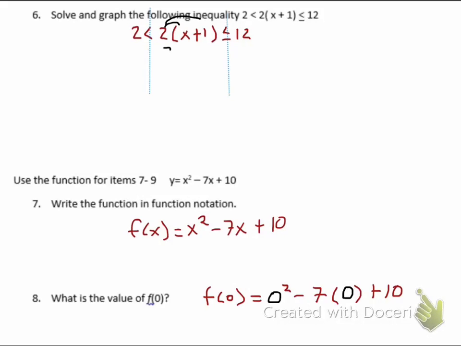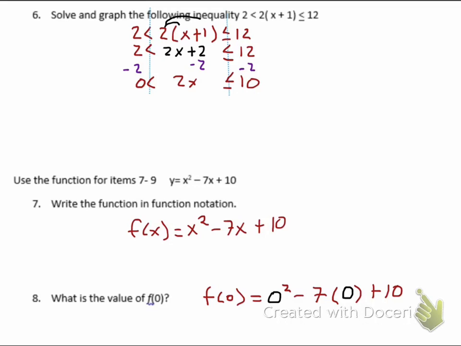So 2x plus 2, and then rewrite everything. You need to have 3 sides to this one. And now I'll do my moves in purple. I'm going to subtract 2 from all 3 sides. The biggest mistake I'm going to see here is people just forgetting about the other side. So this becomes 0 less than 2x less than or equal to 10.